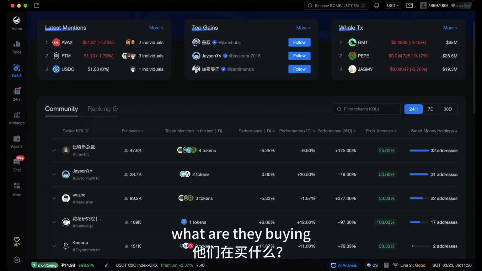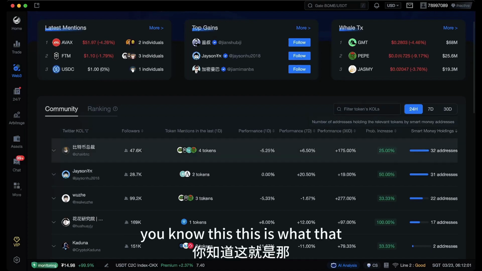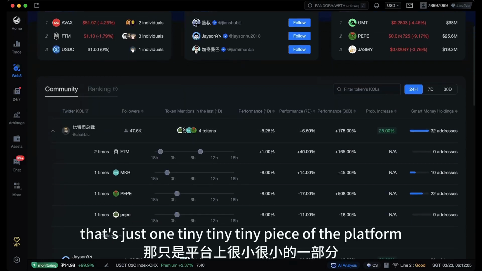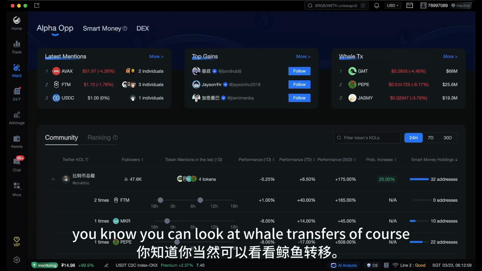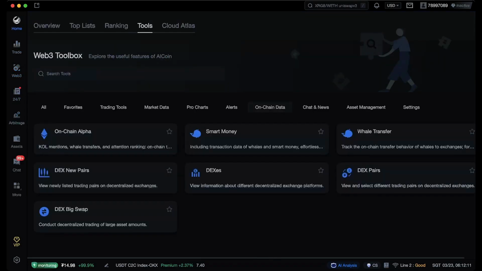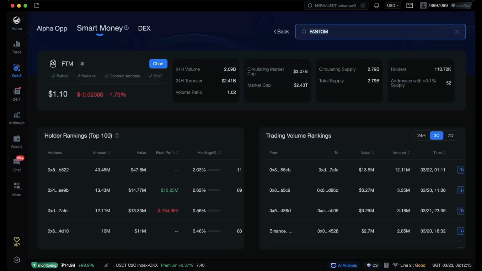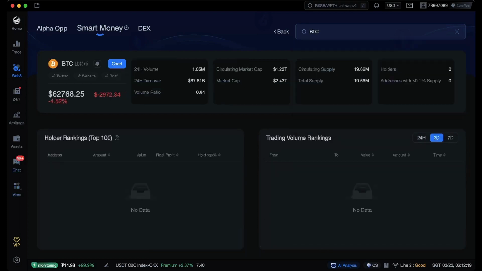Smart Money Holdings, you can see the number of addresses that they have categorized as very good traders. What are they buying? And then you can look at what they're kind of aping into, stuff like that. That's just one tiny piece of the platform. Again, on-chain, you can look at whale transfers, of course, of Bitcoin. That's what I was going to get to, actually, not Phantom, because who cares about Phantom?